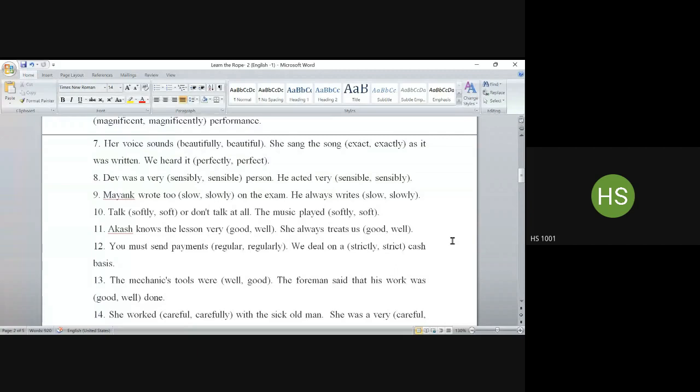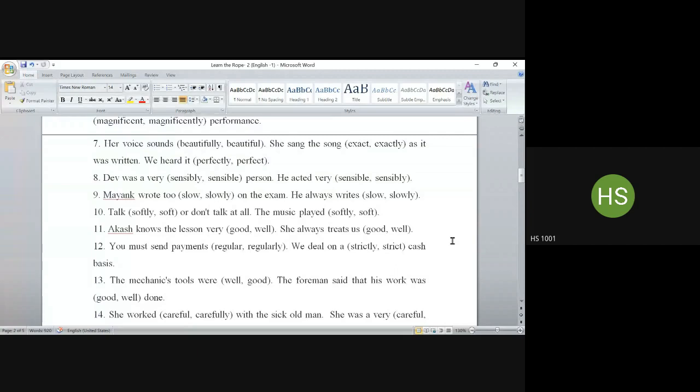Fourteenth one: she worked with a sick old man. Carefully, right? She worked carefully with a sick old man. She was a very carefully worker, or careful? She's a very careful worker. See, very is used as an adverb of degree with the adjective careful.